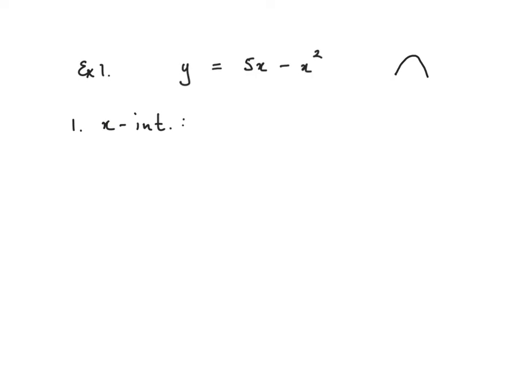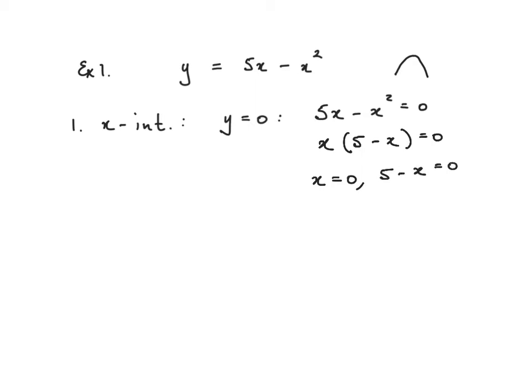So step 1, the x-intercepts are always where y equals 0. So 5x minus x squared equals 0. Now you'll notice that this is not a trinomial. It's very easy to factorise. This is in fact a common factor. Take out the common factor of x, make it x(5 minus x) equals 0. Then x equals 0. We set each of the factors equal to 0. And if I add an x to both sides here, I get 5 equals x, or x equals 5.